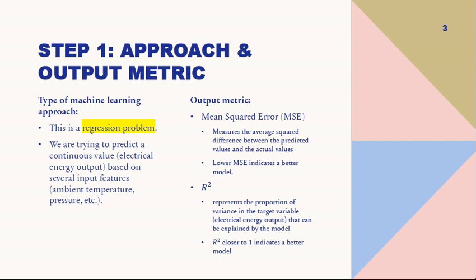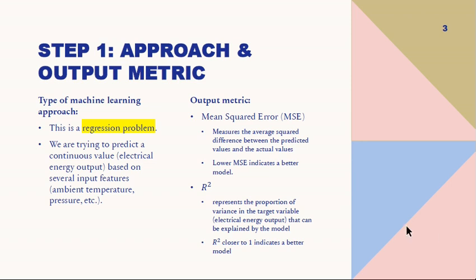I'm going to be using MSE and R-squared to evaluate the performance of the models. We expect MSE, or mean squared error, to be lower the better, as lower MSE indicates a better fit. And we want to see a higher R-squared value closer to 1, which indicates a stronger correlation between the predicted and the actual values.